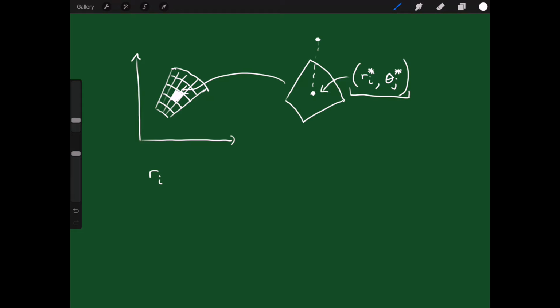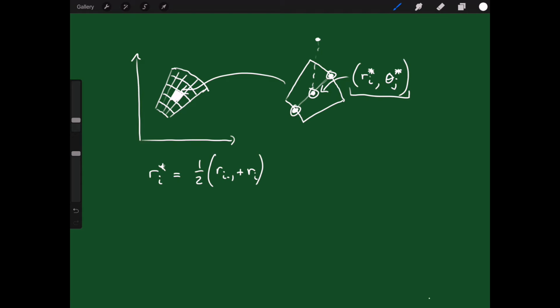So what I want to determine is, what do I want my r sub i star to be? I'm just going to have my r sub i star be the middle of this. This is my bigger radius, this is my smaller radius. I want it to be right in the middle of those two. In other words, I'm just going to take half of r sub i minus 1 plus r sub i. I'm just going to average this r value right here and this r value right here to get my r sub i star.